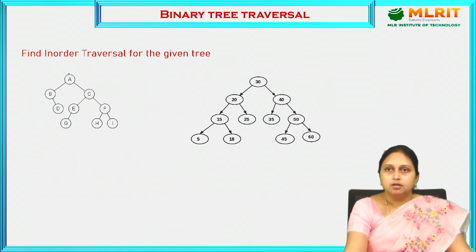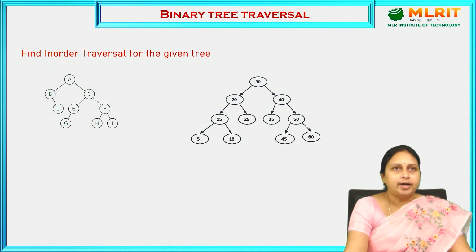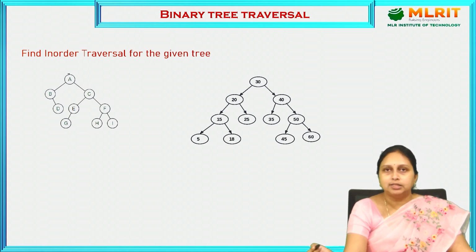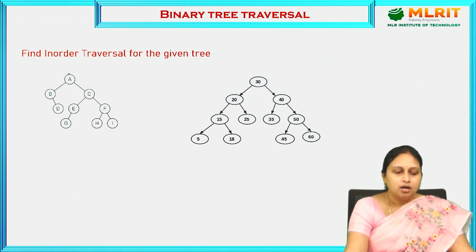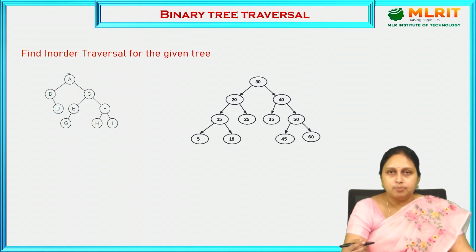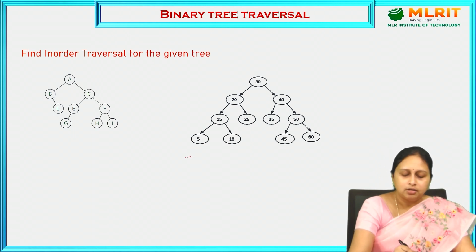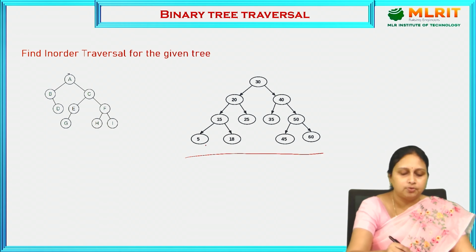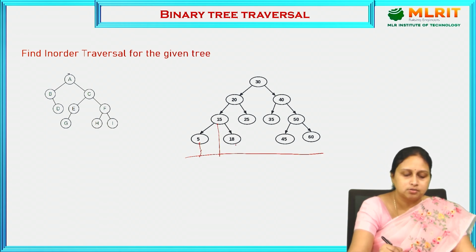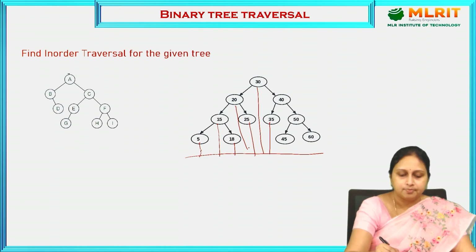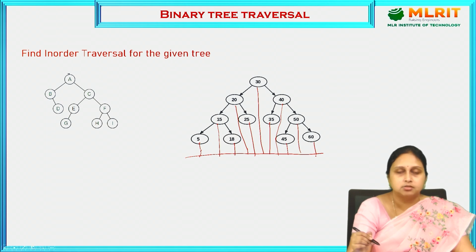Okay. Then, coming to finding the in-order traversal for the given tree, you can try these examples. Otherwise, I will solve one example, and based on that, you can solve the remaining. Consider this is a mirror. You write the projection lines for this in order, right? And you may get this line first, then this, then this, then this, right?